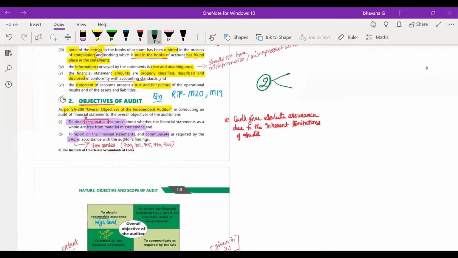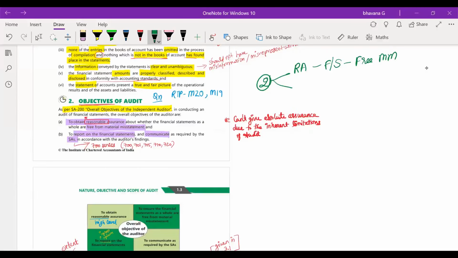First, the auditor must obtain a reasonable assurance that the financial statement which he is auditing must be free from material misstatement. It must be free from material misstatement. That is the first thing he has to do. Okay, he has to check. He has to obtain reasonable assurance whether the financial statements which he is auditing are free from material misstatement.